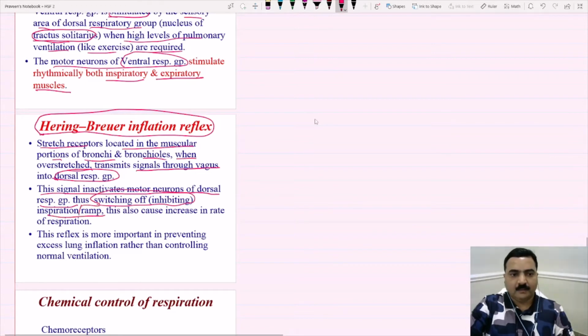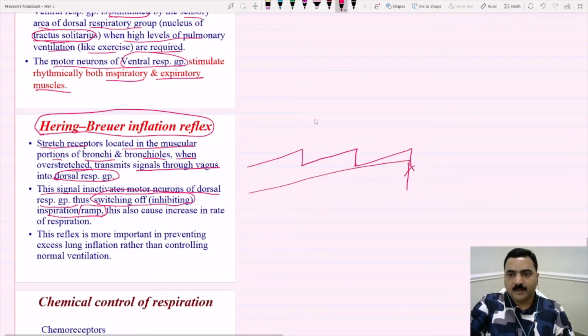Why do we use the word ramp? Because inspiration happens like this and then suddenly stops. This is how the ramp happens. So if you don't have the pneumotaxic center, you cannot control this. Instead, it will keep on going, and then it stops.